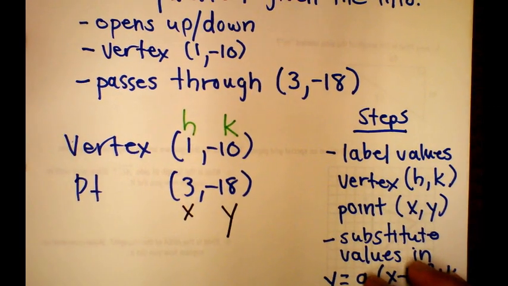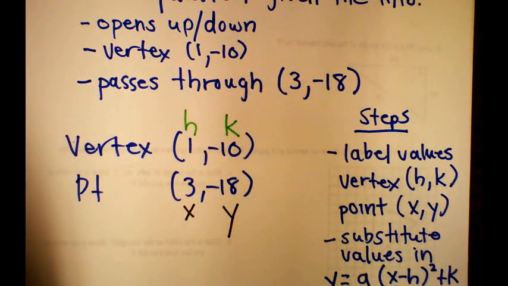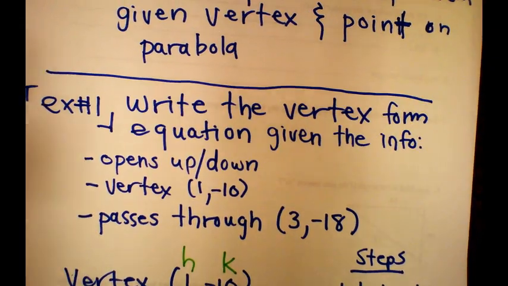All right, let me put this more towards the center. Now that we've labeled those values, we're going to use the vertex form equation of a parabola, and we're going to plug it in. So we got 4 of the values in. Now we're just left over with the a. So let's do that right now. Let me flip over to the next page.